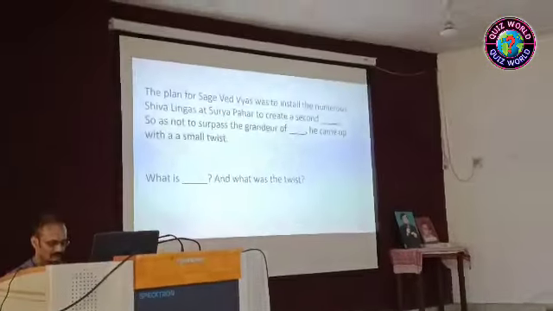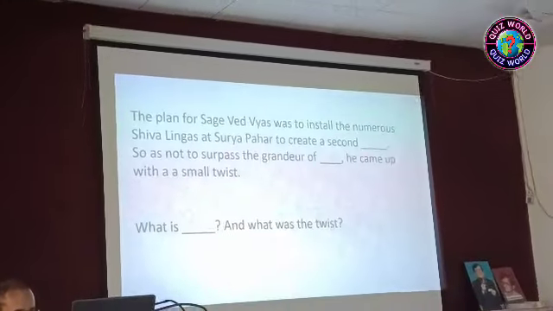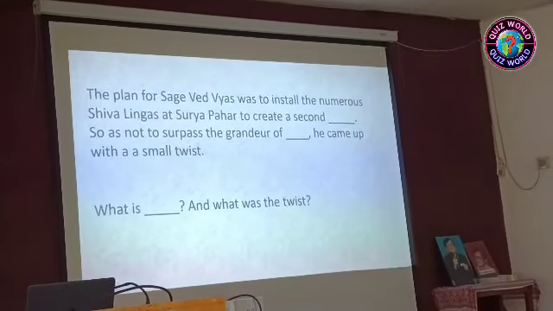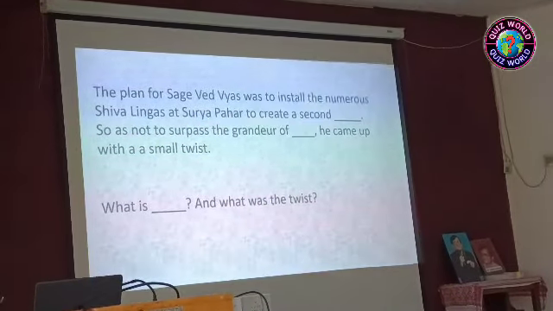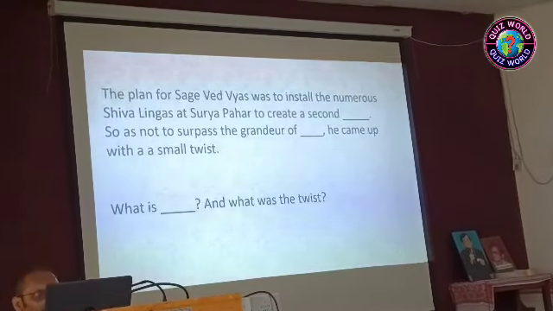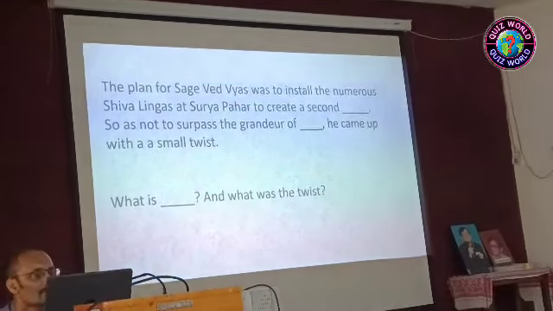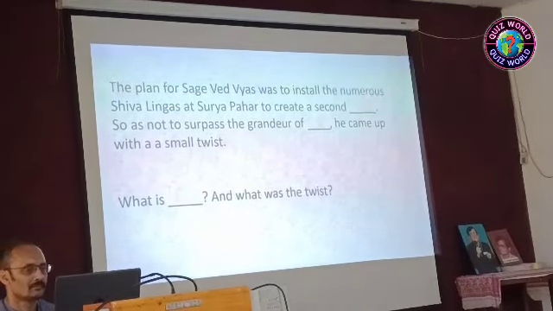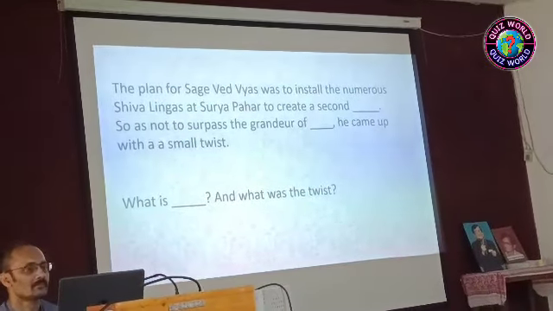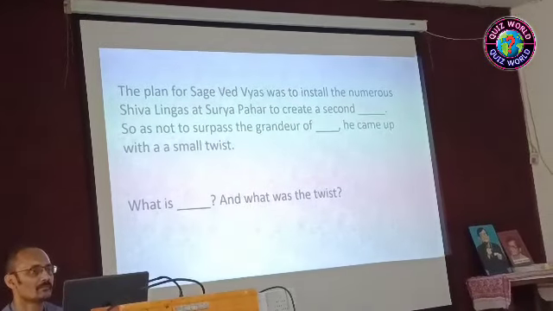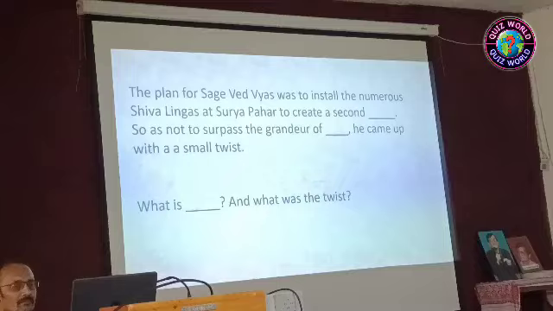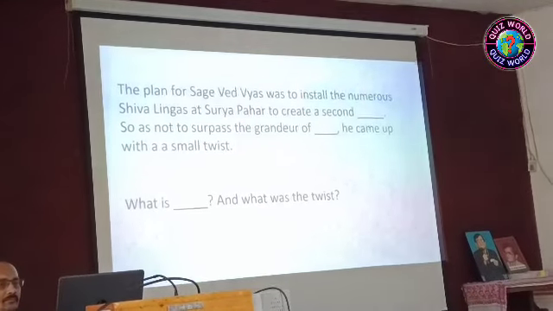Okay. Then, the plan for Sage Vedvyas was to install numerous Shivalingas at Putrabahar to create a second Kashi. But he did not want to surpass the grandeur of that Kashi, so he came up with a little twist, a little change. He changed the plan. So what is that place he wanted to create a second Kashi in, and what was the change that he made? What was the twist?